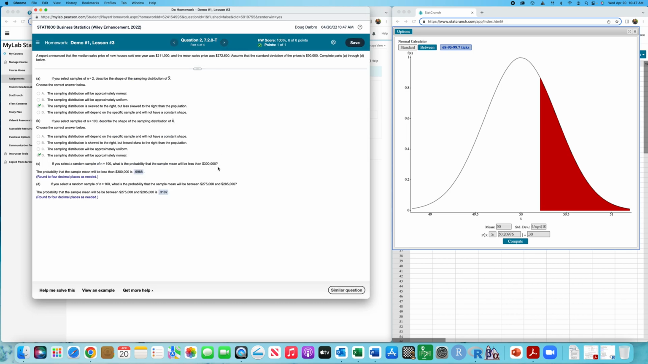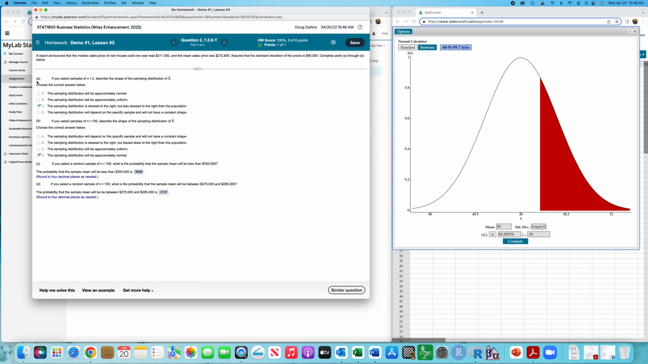Next question. I like this question because it kind of brings up some things that we've learned previously. So a report announced that the median price of homes in 1 year was 211,000, and the mean was 272,600. Standard deviation 90,000. Now, when I see that, I see that there's a huge discrepancy between the mean and the median. And what did we learn a couple of lessons ago? When the mean is quite a bit larger than the median, what kind of distribution do we have? Well, we have a right-tailed distribution or a positively skewed distribution.